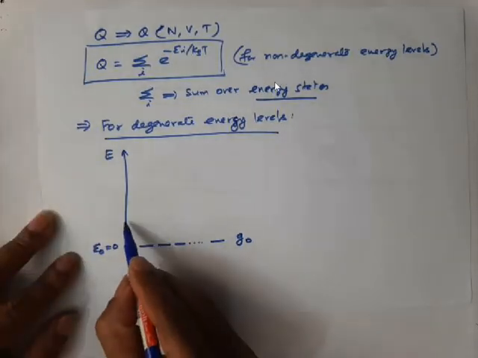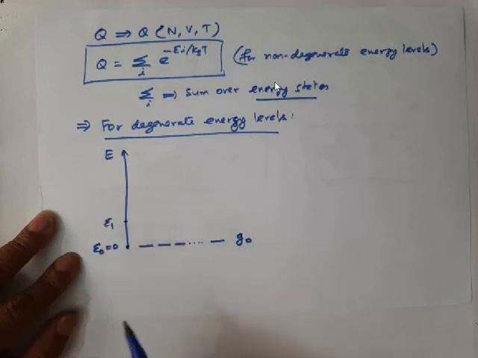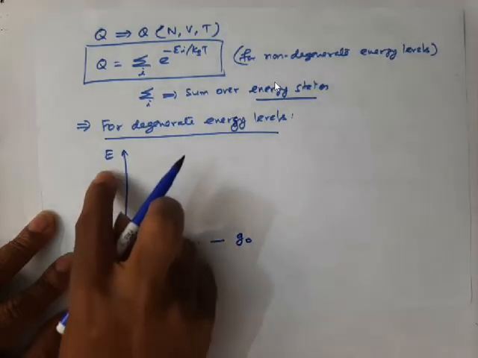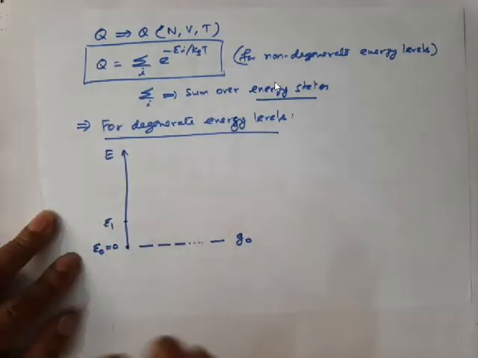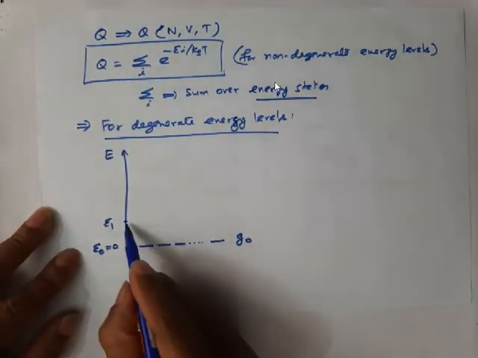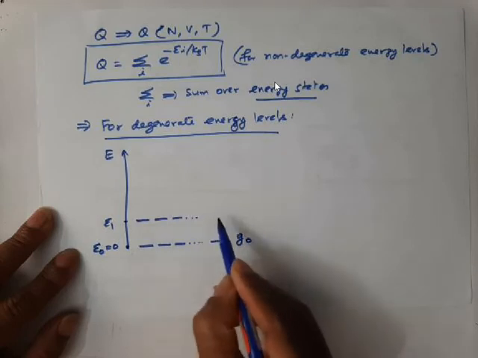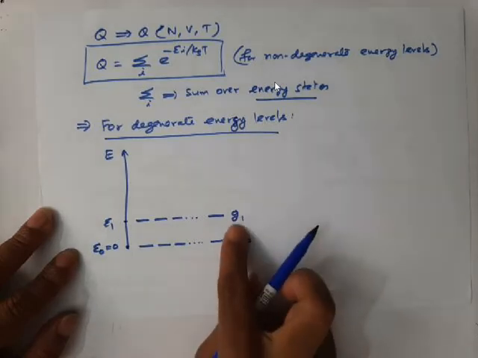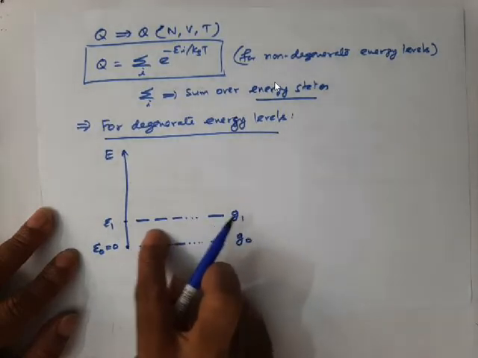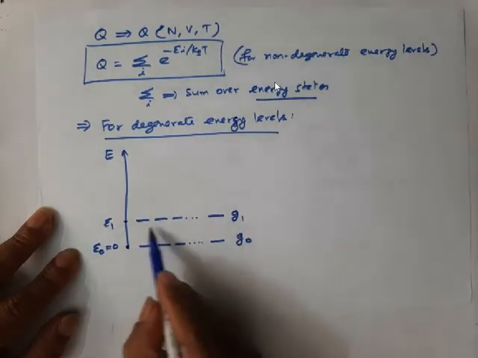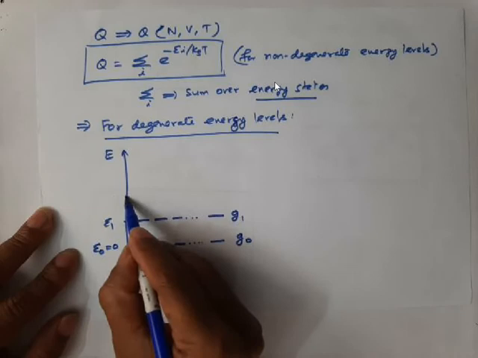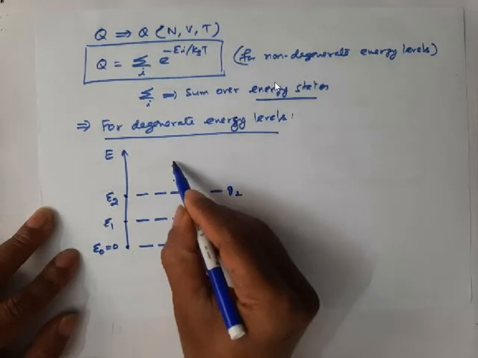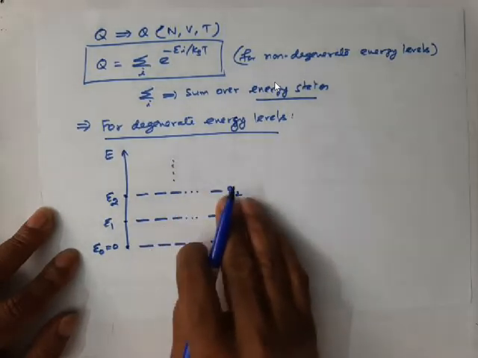Then the next level, the first excited level, whose energy is E1. Listen, only the ground energy level is 0. The energies of the first excited, second excited and other levels are not 0. Let us say the first excited level has some degenerate states. Let the number of degenerate states be G1. G1 represents the degree of degeneracy of the first excited level, or the number of states in the first excited level. Similarly, the number of states in the second excited level can be given as G2, and like that, in each level we have a certain number of states.